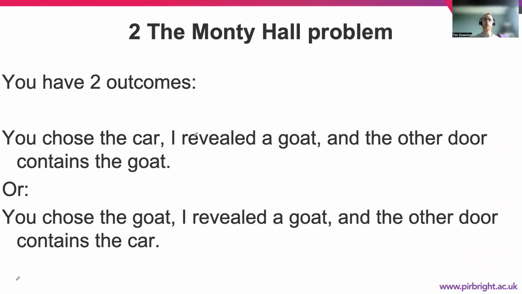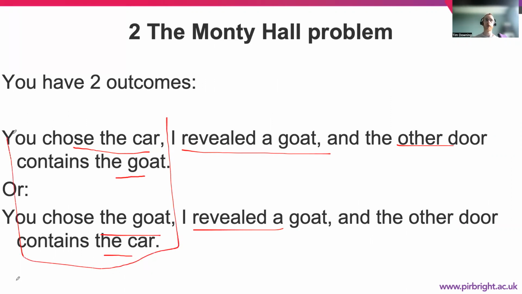Now, this is the Monty Hall problem. You have 2 kinds of outcomes. You chose the car, I revealed a goat, and the other door contains a goat. Or you chose a goat, I revealed a goat, and the other door contains the car. We can think of this as 2 different outcomes. We know the probability of having a car at the start is 1/3. The probability of choosing a goat at the start is 2/3. And therefore, this action of revealing a goat is something that we should consider, because that's 1/3 of the different probabilities.